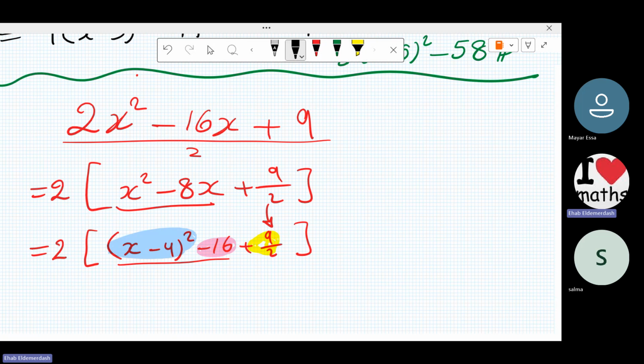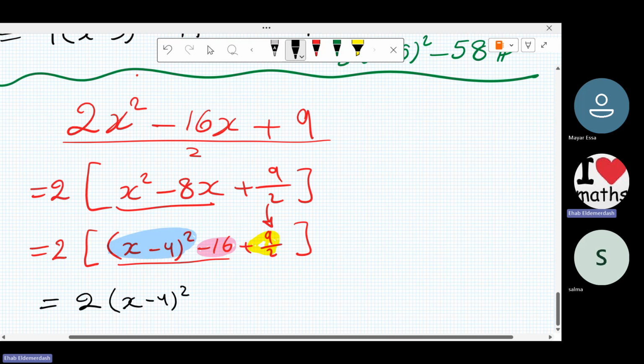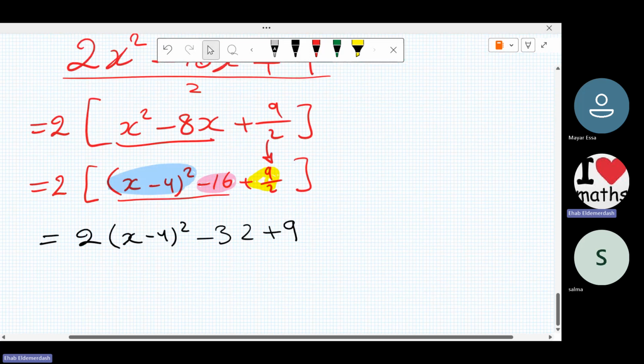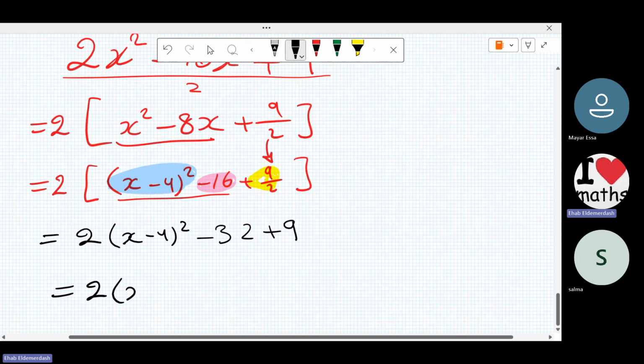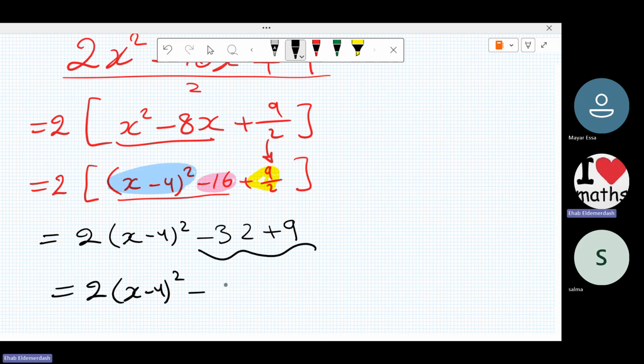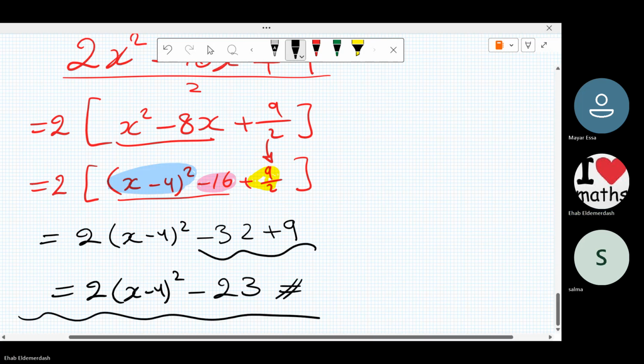Now I will take the 2 into the expression: 2 into x minus 4 squared minus 32 plus 9. What will be my last step? I will keep it 2 into x minus 4 squared. These two together will give me minus 23. That's it. This was level or type 3.